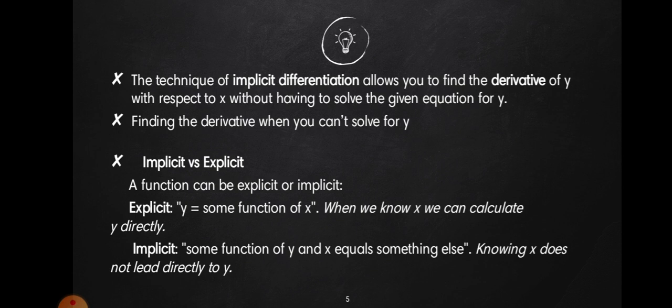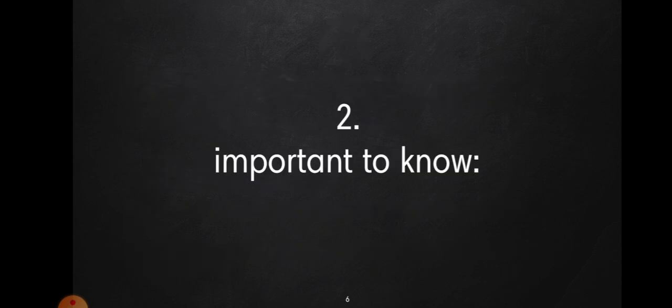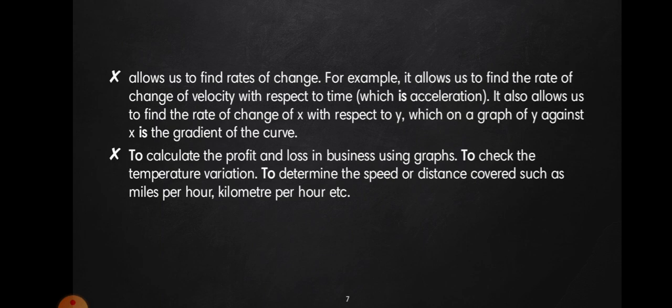An explicit function is y equal to some function of x, where if we know x, we can calculate y directly. Implicit is some function of y and x equal to something else. Knowing x does not lead directly to y. So, it is important to know implicit differentiation.